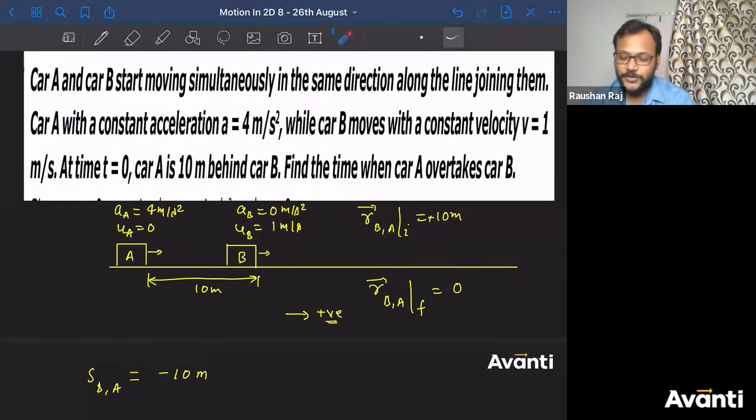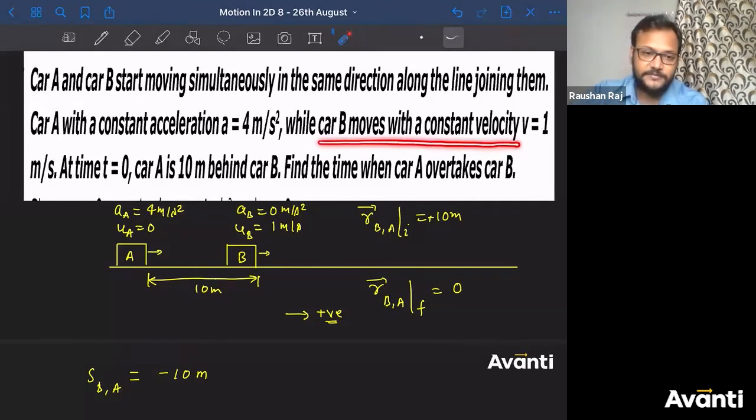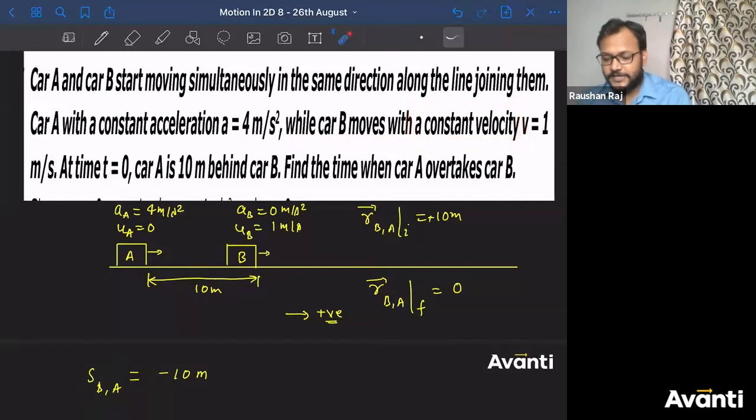Darshan is asking, sir, how did we come to know car B acceleration is 0? Darshan, you are missing a very important point here: car B moves with constant velocity. So please read the question carefully. Constant velocity means acceleration is 0. That is why I have written acceleration is 0. Got it? Okay, let's go.